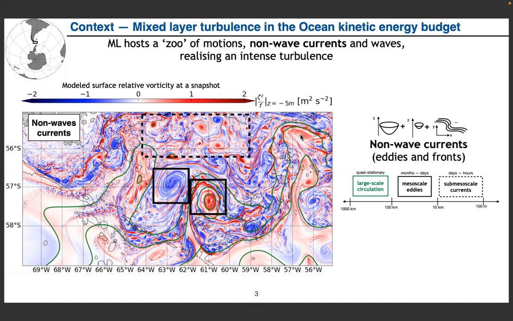Then we have eddy features, with the largest ones being the black squares here, which are mesoscale eddies. They have horizontal scales ranging from hundreds of kilometers to tens of kilometers. And developing between these large-scale features, we have a zoo of submesoscale currents, including submesoscale eddies and submesoscale fronts and filaments. Those features have horizontal scales ranging from tens of kilometers to hundreds of meters.